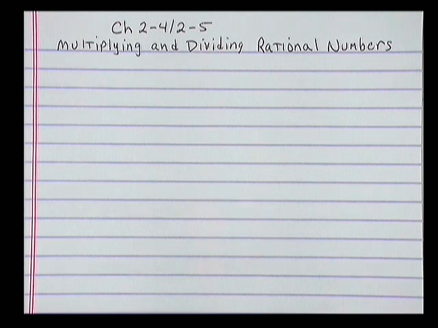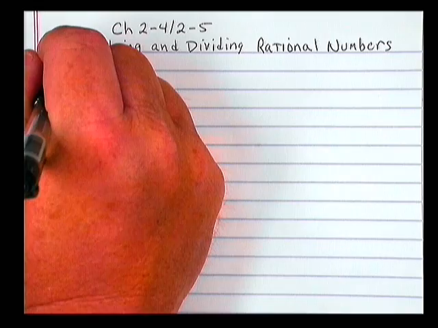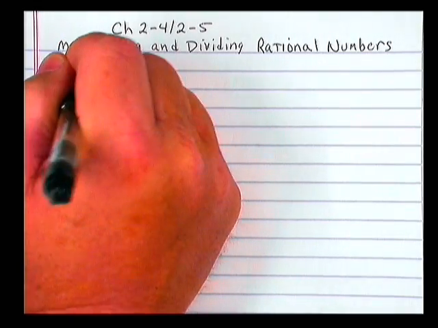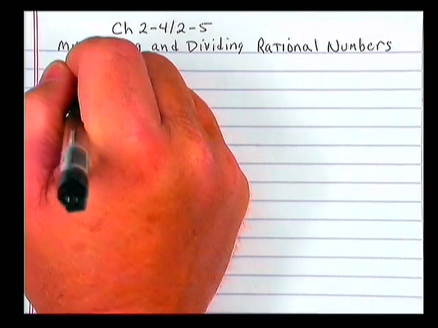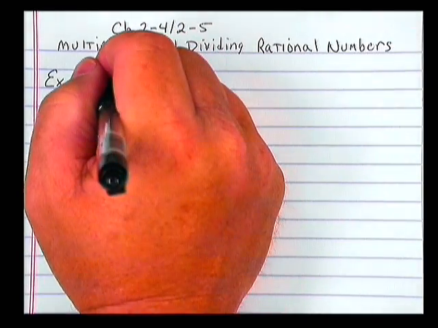Alright, today we are working with chapter 2-4 and 2-5, multiplying and dividing rational numbers. And today we're just going to go straight into examples. We don't need to really talk about the rules as much since this is pretty much a review.